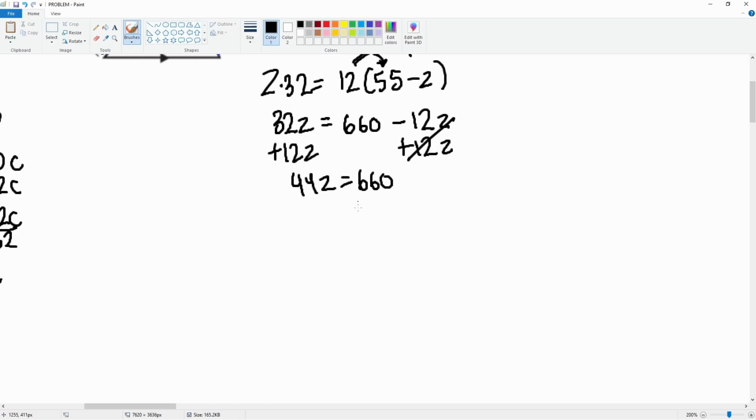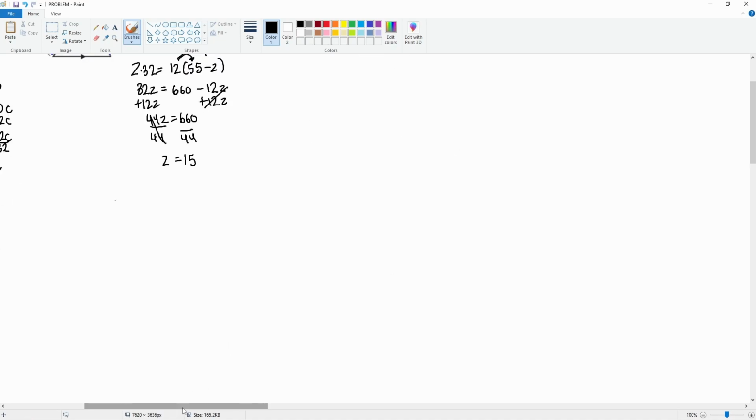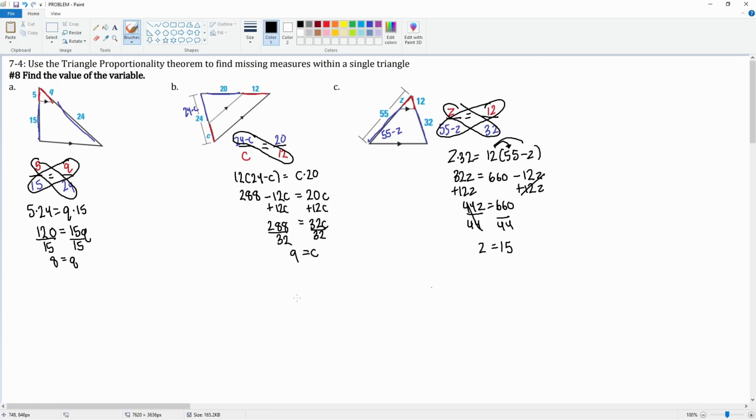660 divided by 44 to both sides, leaving you with just Z is equal to 15. So there you go. All three questions allowed us to set up the triangle proportionality theorem because of the parallel lines. We compared the left side ratio segment to the right side ratio segment.